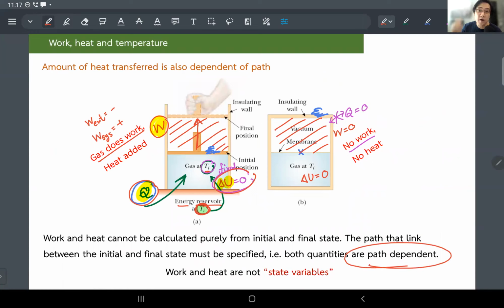You cannot talk about just work and heat without saying how you bring the system from point A to point B, from point I to point F. You have to tell exactly how you change your system, because W and Q are path dependent. Then you have to trace the state variables, the change of the gas state. That's always PV equals nRT. Okay, guys, sounds good.